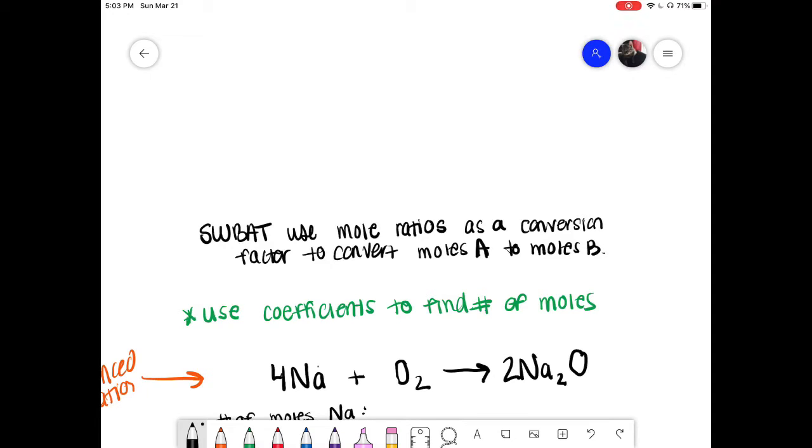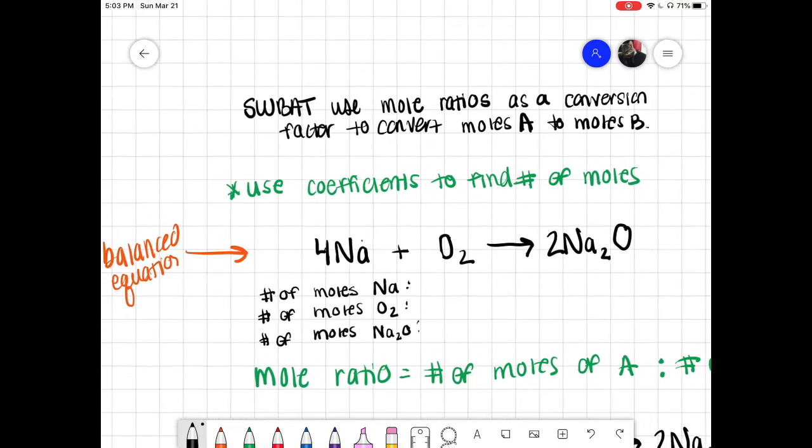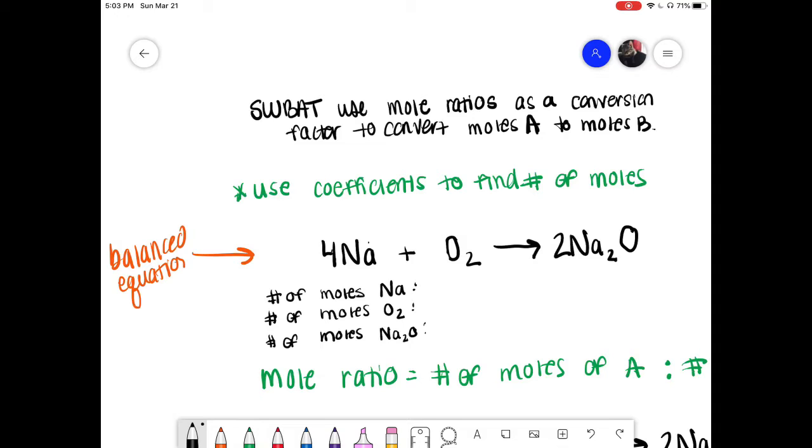And so you'll be able to use mole ratios as a conversion factor to convert from moles of A to moles of B. And our first step in doing so is to use our coefficients to find the number of moles. And we're going to use our balanced equation for this. Our equation must be balanced. So if it's not balanced, it will need to be balanced. But because we have 4 Na's on both sides and 2 O's on both sides, it is balanced.